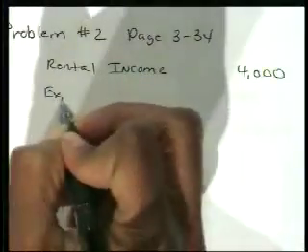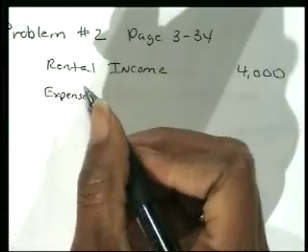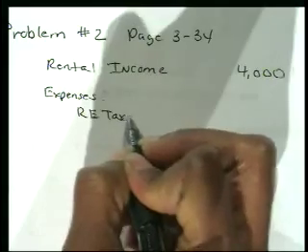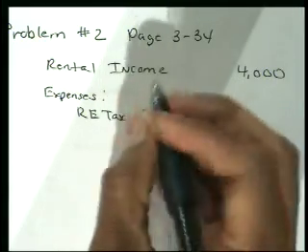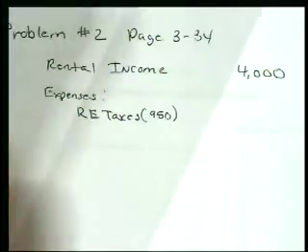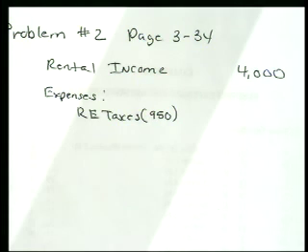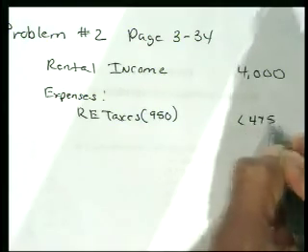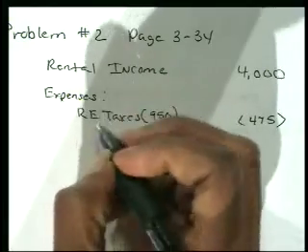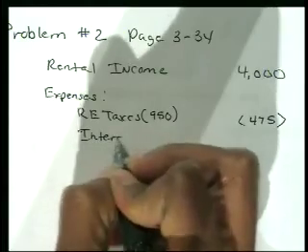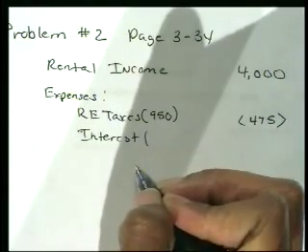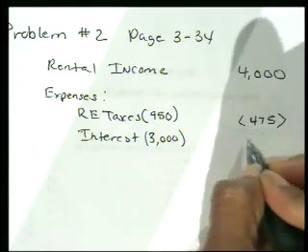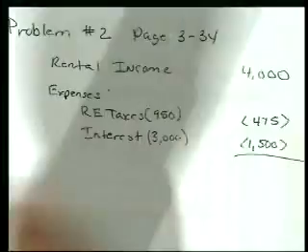The expenses that she's able to deduct, we have to deduct in a particular order. We first start with the real estate taxes, and the real estate taxes were $950. Because this was half personal, half rental, we can only take half of them. Then we're going to look at the rental portion of the interest. The interest on the home was $3,000, and we can only take half of those.